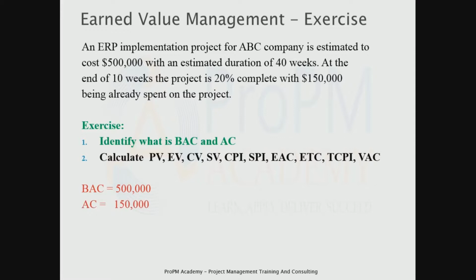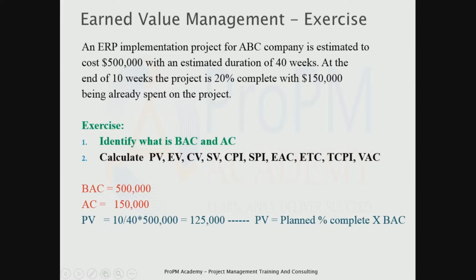So those two you have. Now how do we calculate the PV? PV is nothing but the planned percentage of work that is supposed to be completed at the end of the 10th week times the BAC. So PV would evaluate to $125,000. So the amount of work that was expected to be completed at the end of the 10th week is $125,000.